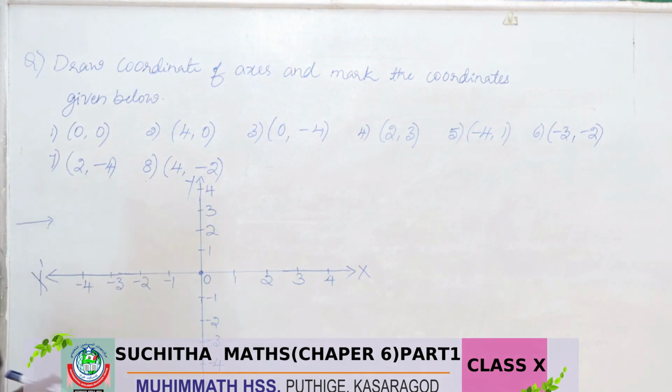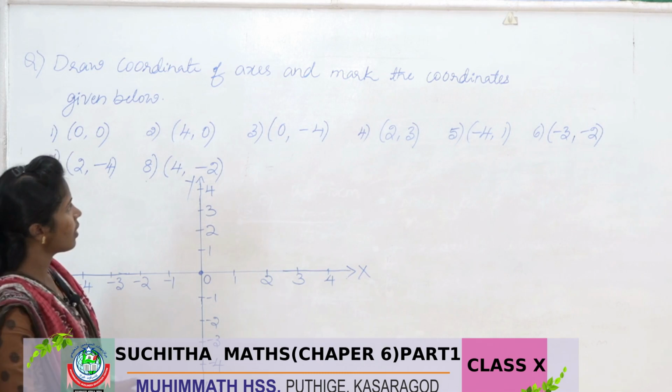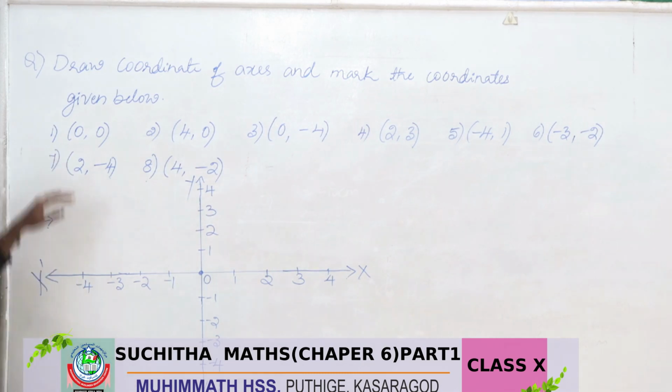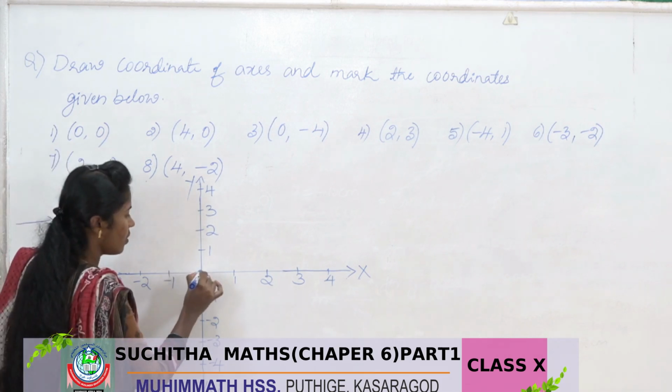The coordinate axes are drawn. Now mark the coordinates given below. The first coordinate is 0, 0. 0, 0 means the origin. The coordinates of the origin are always 0, 0.